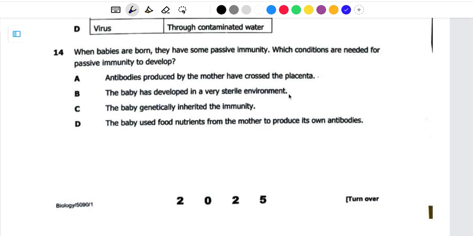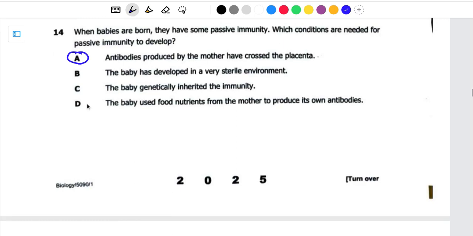So you have active and passive. The active one is the one that the baby produces by itself, but the passive one is the one that the baby receives from the mother. There are some antibodies that cross the placenta, like immunoglobulin G. So we can say the answer is just going to be A.